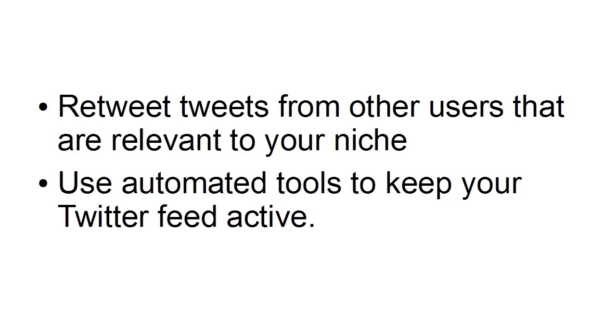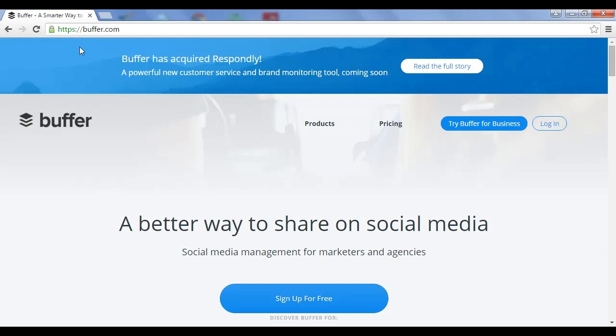use automated tools to keep your Twitter feed active. Now, one way you can really save time when you're updating Twitter is to automate it using a service like Buffer. And what Buffer does is it lets you write a whole bunch of tweets in one go. So whenever you have the time, you can sit down and write a whole bunch of tweets ahead of time. And then Buffer will schedule them to be tweeted to your Twitter account at predefined intervals.